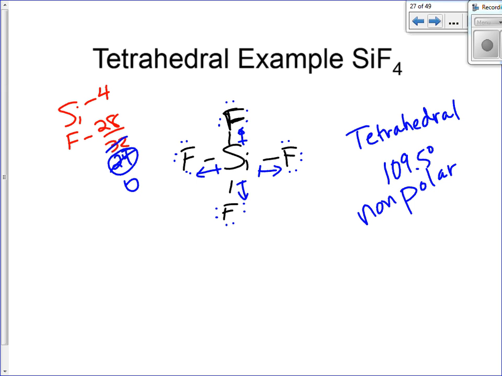Now, if you think about this too, if we're following the same format, the S, the Ps, we have 4 things attached. That's where I get my sp3. Hybrid orbitals are sp3s.